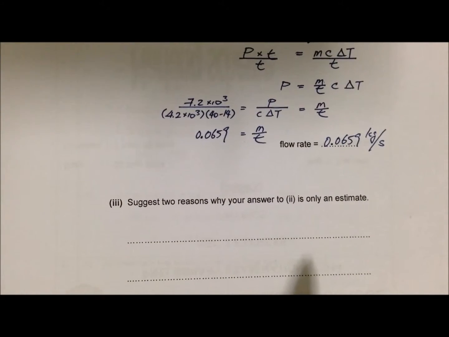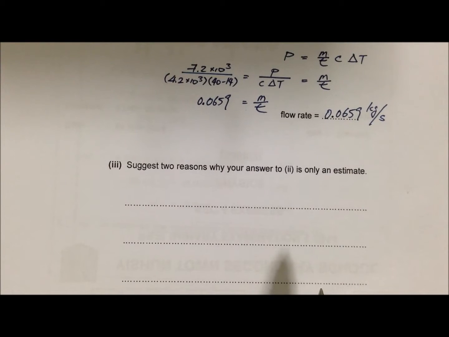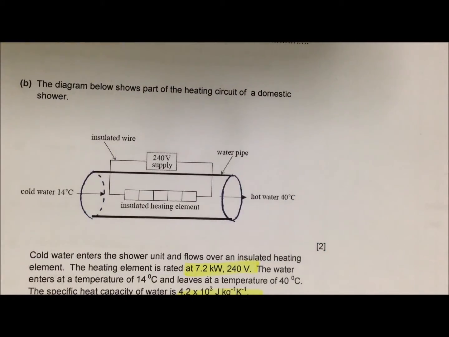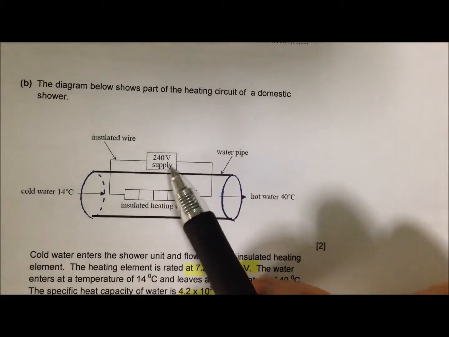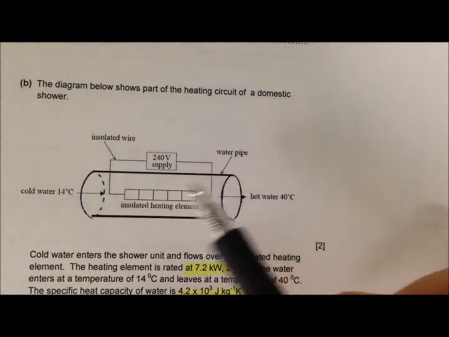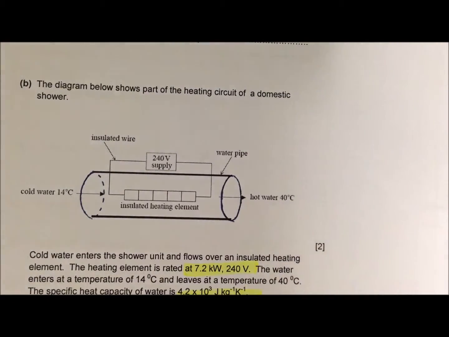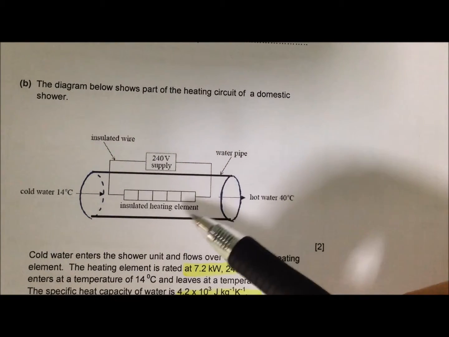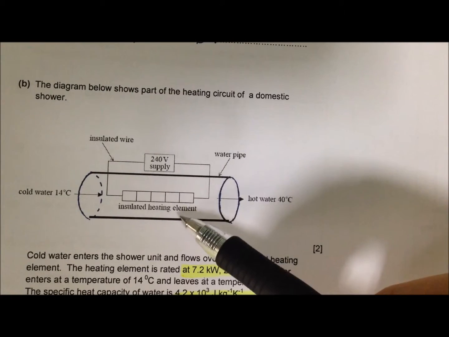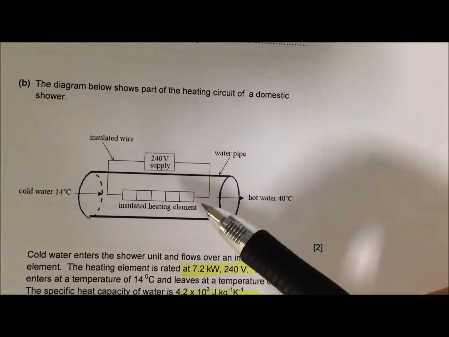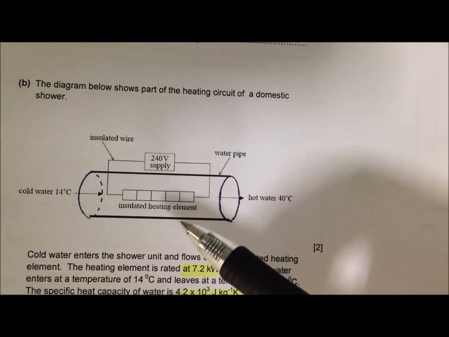Okay, part 3. State 2 reasons why your answer to 2 is only an estimate. So you need 2 reasons. Look at this diagram. This is an electrical supply, right? There is some wire. Heat transfer here is by conduction and all that. Conduction and convection take time, right? So the heat transfer to the water that is flowing around it, does it happen instantaneously or will it take some time? It will take some time, right?